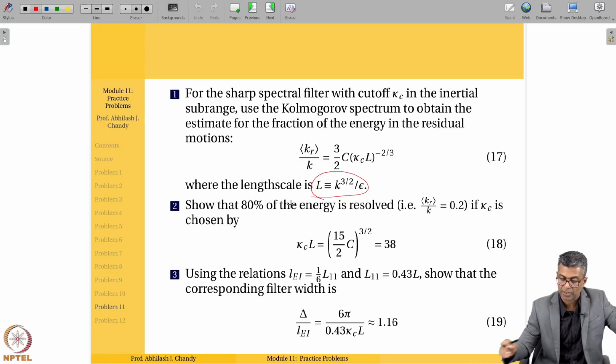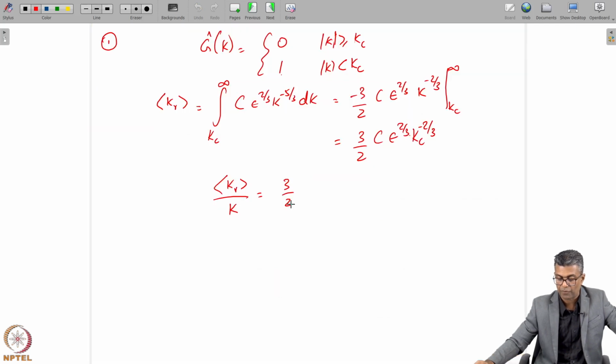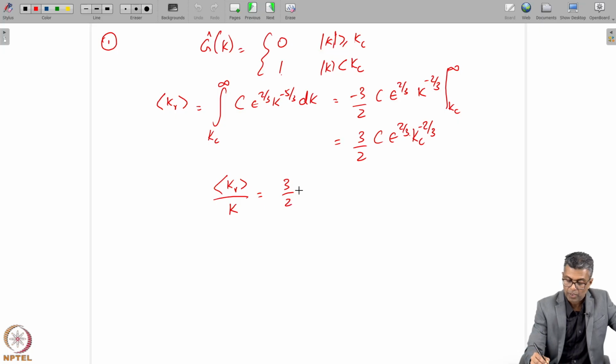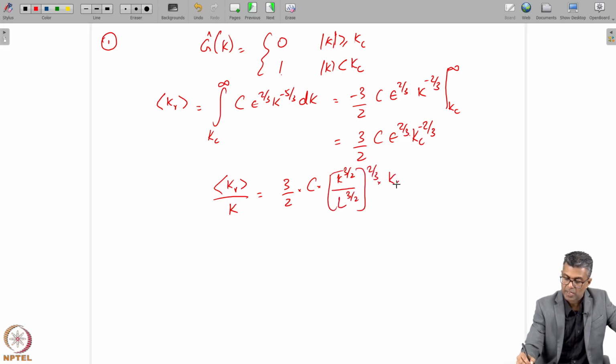L is equal to k to the 3/2 over epsilon. So instead of epsilon, I can write it as k to the 3/2 over L. So I will have c times, instead of epsilon, k to the 3/2 over L. So that is L to the 3/2, this whole thing raised to 2/3, and then kc to the minus 2/3, isn't it? So k to the 3/2 and 2/3 becomes k, and then you will have L to the 3/2, so that will become kc.